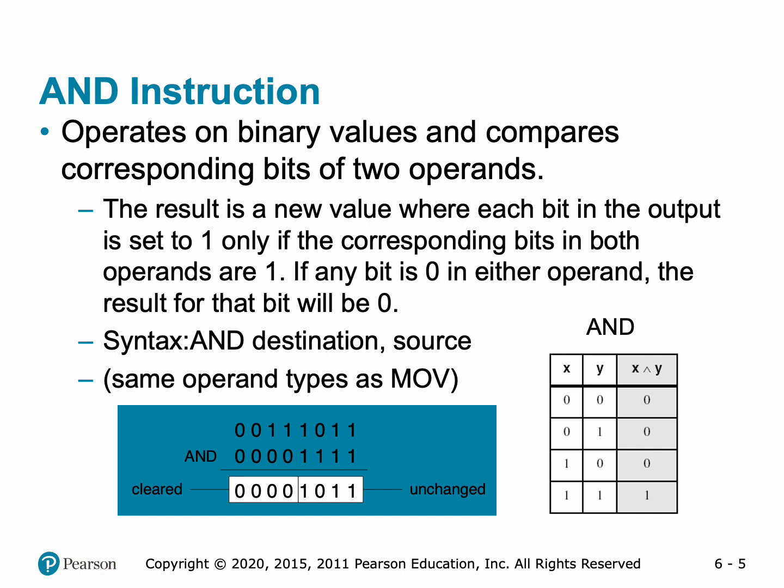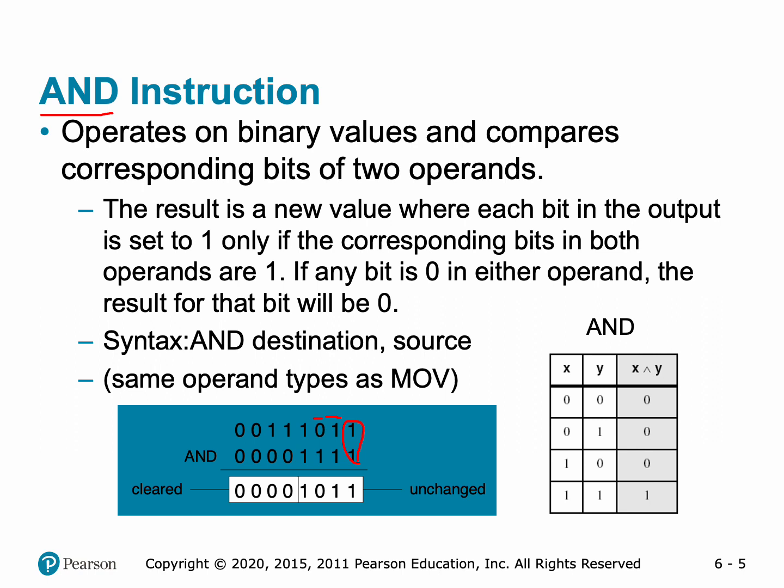So let's take a look at the AND instruction. This is a Boolean instruction. In assembly, the AND instruction operates on binary values, and it compares the bits of the two operands. So we're looking at two binary numbers, and we're going to compare each bit, these two bits and these two bits, etc.